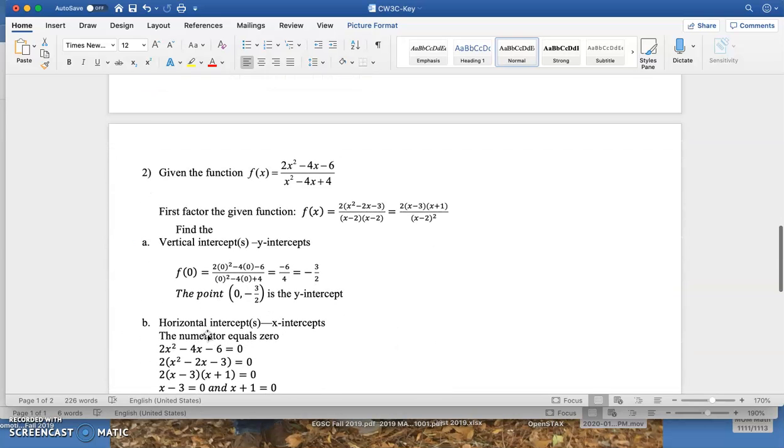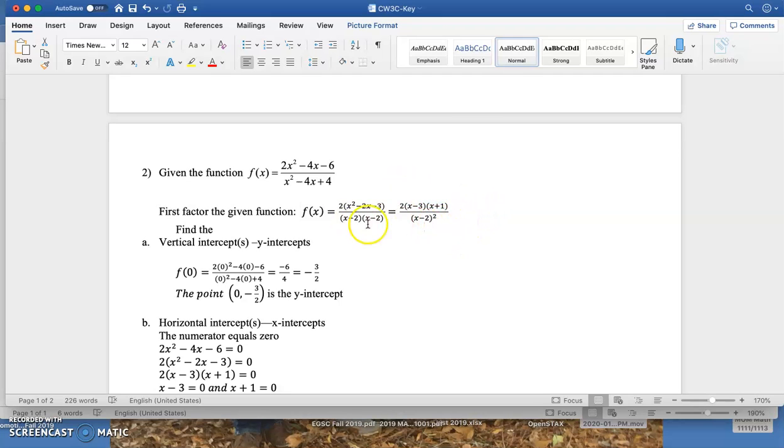The second problem says given this function there, the first thing you're going to try to do is to factor it. Well, the top has a common factor of 2. Factor that out. The bottom factors into factors of 4 that add up to negative 4, negative 2 and negative 2. The top factors again into 2 times (x minus 3)(x plus 1). If you FOIL that back together, you'll see it.